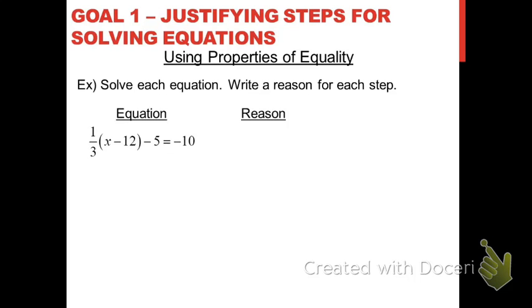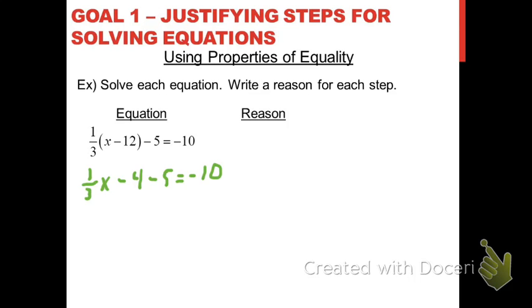Now, use what you know about solving equations here. You ought to recognize that the first thing that we're going to do with this equation is use the distributive property. Alright, so we're going to multiply 1/3 times x. Copy down the minus sign. 1/3 times 12 is 4. Then we still got minus 5 equals negative 10.